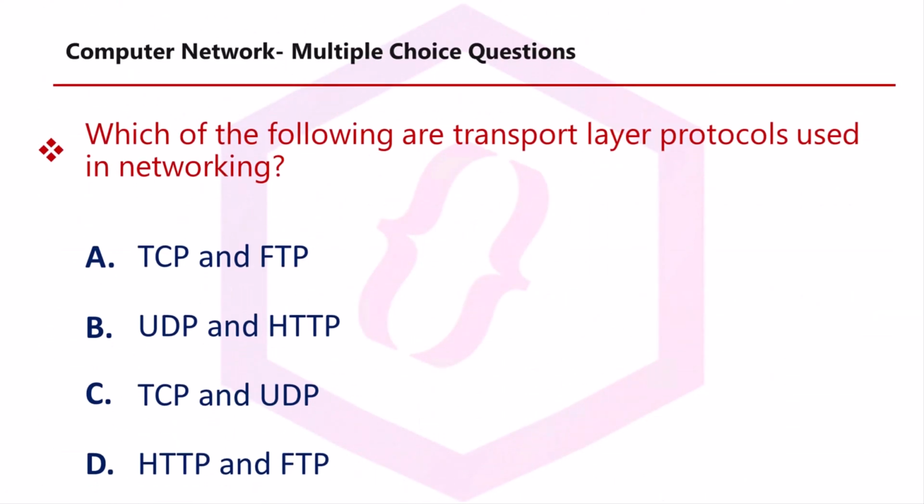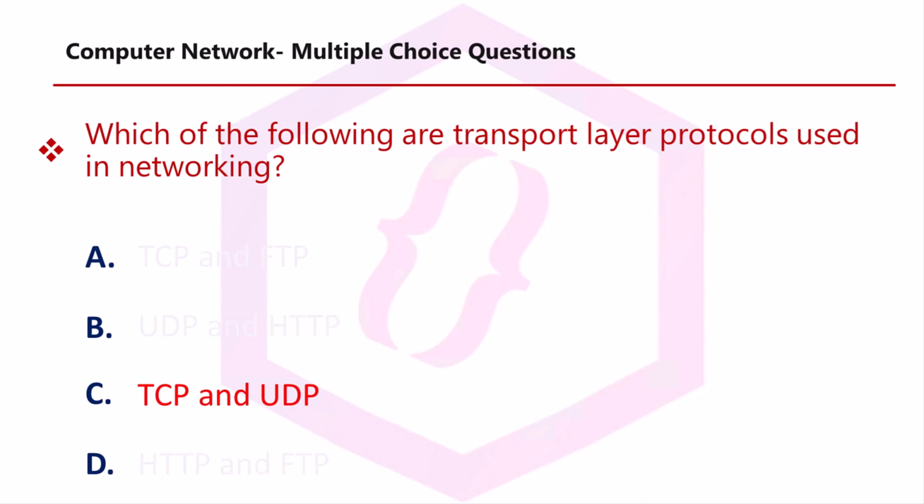The next question is, which of the following are transport layer protocols used in networking? Option A, TCP and FTP. Option B, UDP and HTTP. Option C, TCP and UDP. Option D, HTTP and FTP. And the correct answer is option C, TCP and UDP.